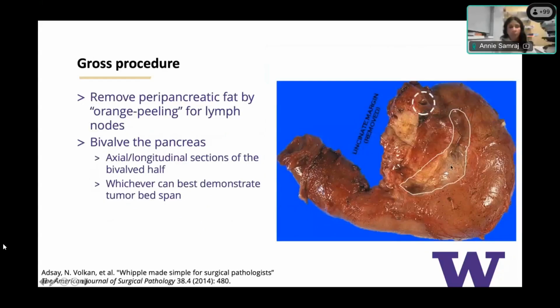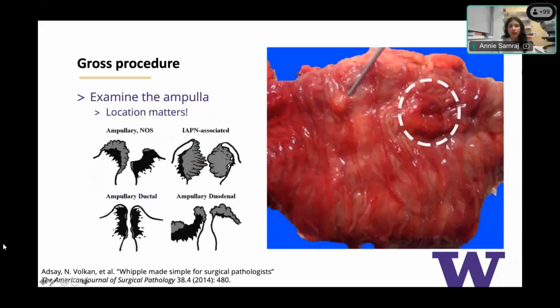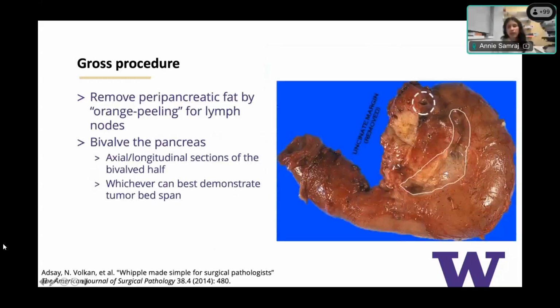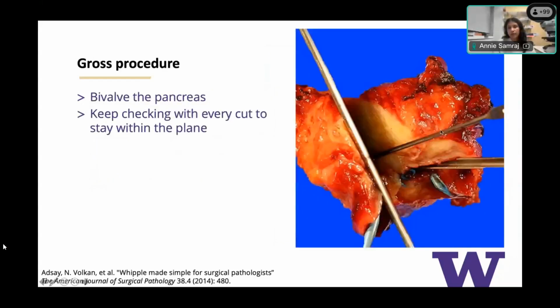So we've probed this and we've examined the ampulla, and so now what we're going to do is remove the peripancreatic fat on the anterior surface and posterior surface, and the fat is peeled off, and then we bivalve the pancreas. Whenever we're doing the bivalving, it's important to proceed slowly, and as you keep cutting, you want to check that you're staying within the plane.